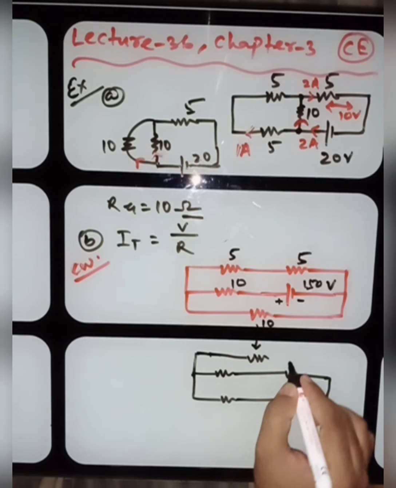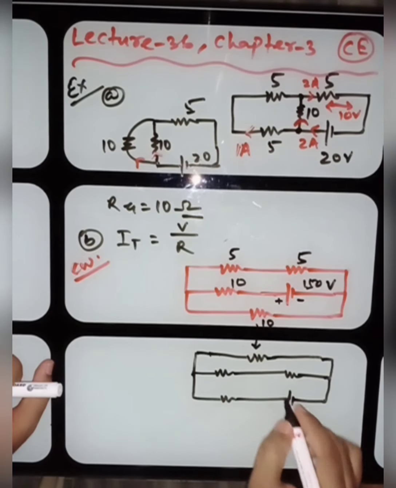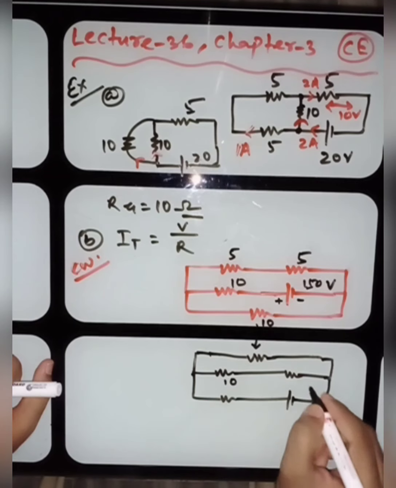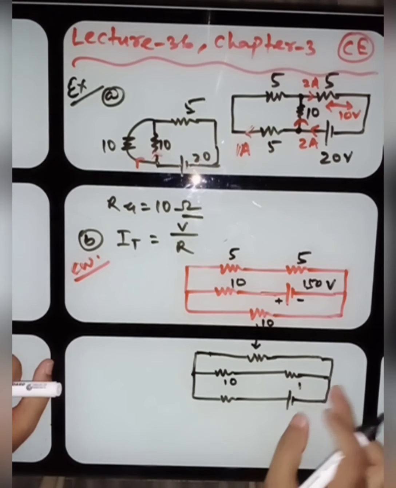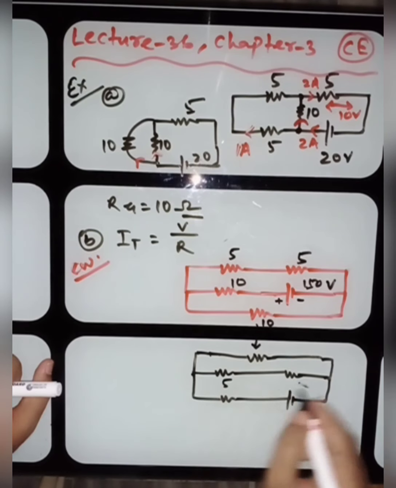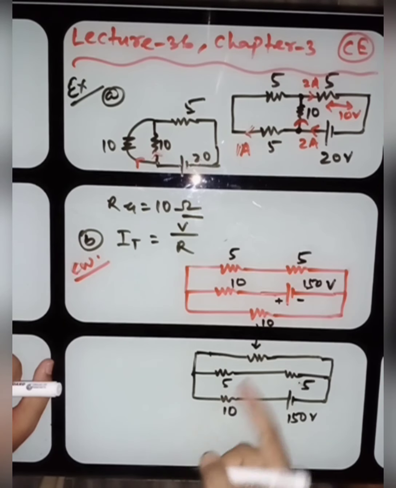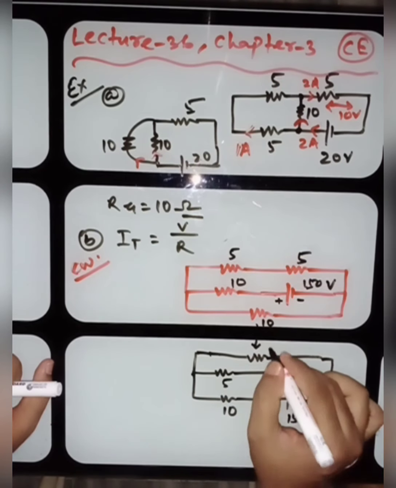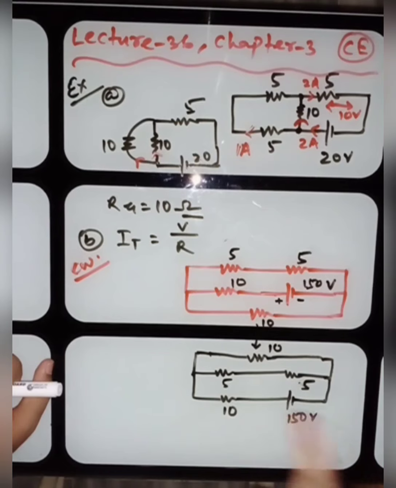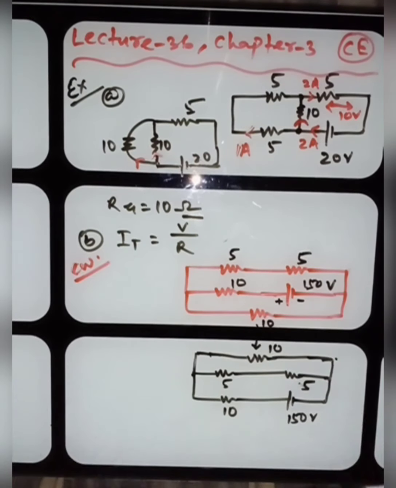Now one resistor, this was the 10, here the 5, this was the 5, this is the 150 volt. Here the 10, and this 10 goes up. Now I think this is very simple for you. You can solve this question now, but I'm helping you to find the answer.